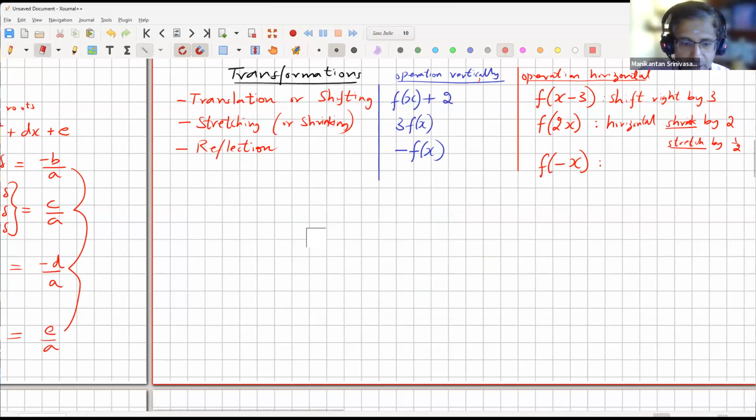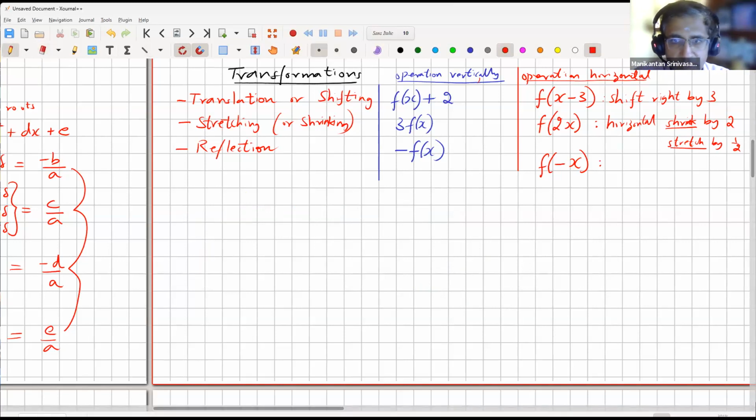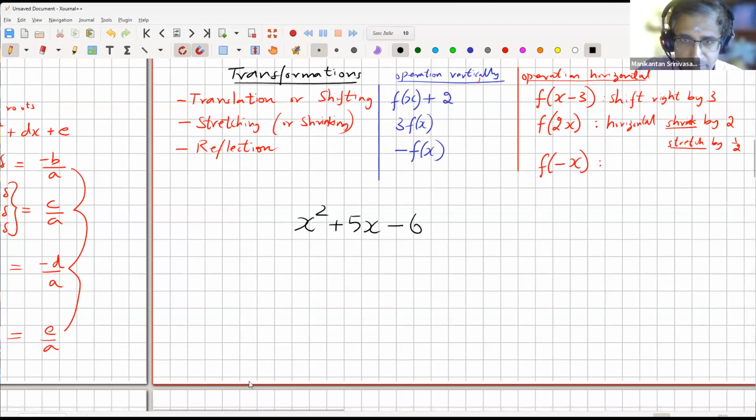Okay, let's take one simple function and operate on it: x square plus 5x minus 6. Would that be okay? Yeah, that should be fine. So let me just bring up GeoGebra and let's share screen.